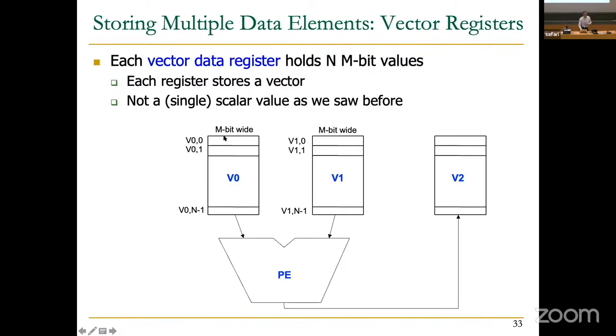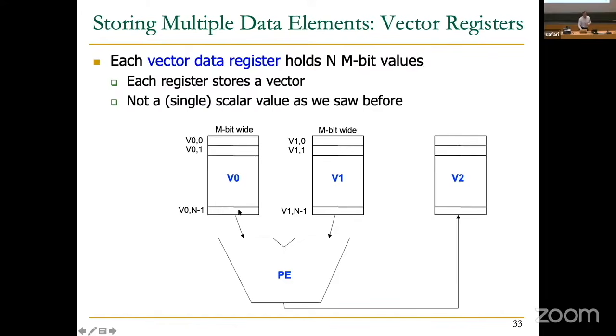So this is register V0. We're going to call it V0 because it is vector register 0. In fact, I'm going to call it VR0 in the next slide. V1 is another vector register. V2 is another vector register. So not a single scalar value as we saw before. You can see that this is V0's 0th element, V0's first element, and V0's n minus first element.